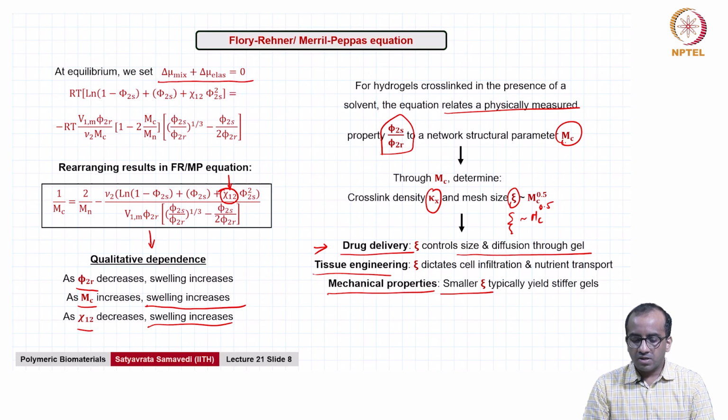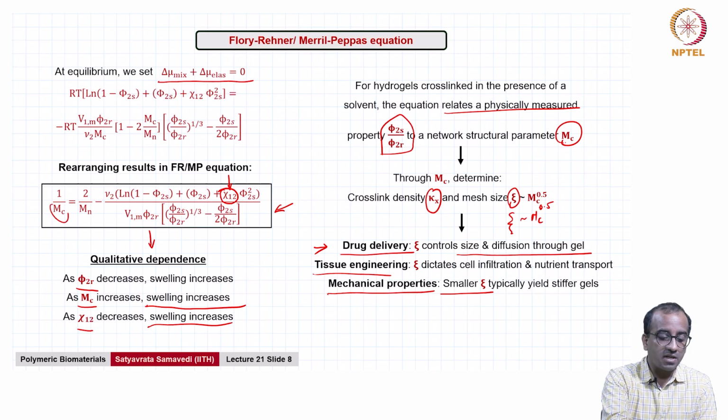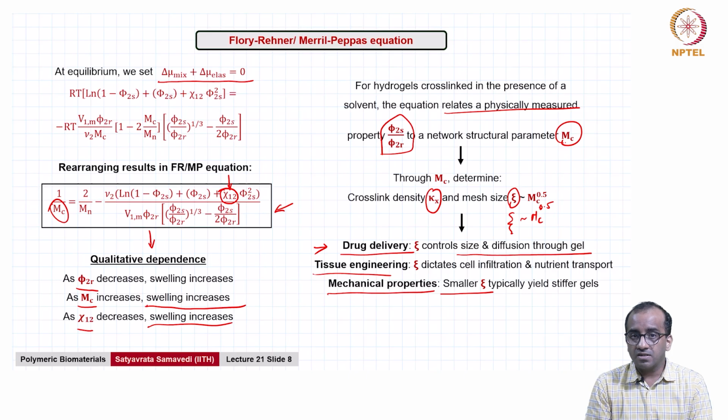So you see, the real power of this equation, it is a very powerful equation. The real power of this comes from its ability to relate an experimentally accessible or measurable quantity such as Phi2S over Phi2R. If you have access to Phi2S and Phi2R, and if you know some constants related to your specific polymer-solvent system at that specific temperature, you can now access MC. And that is an important network structural parameter which directly relates to mesh size, which tells you something about how these hydrogels can perform in these applications.